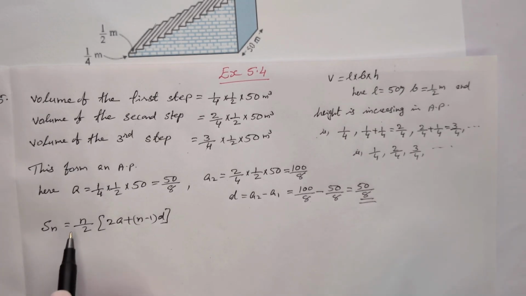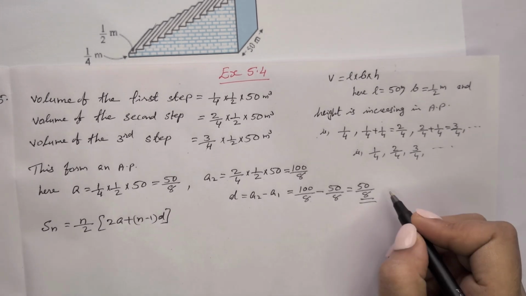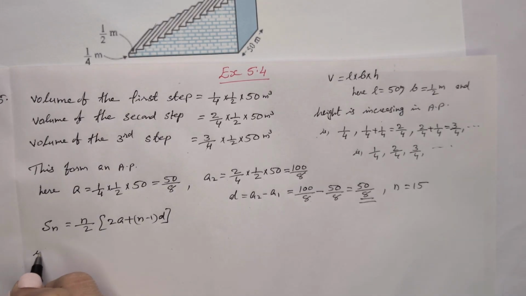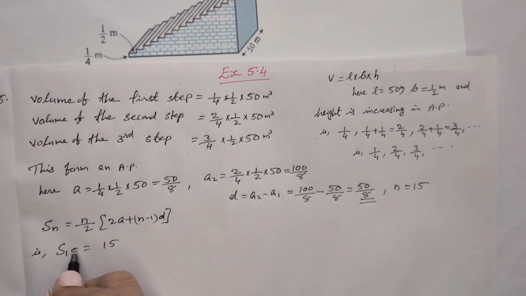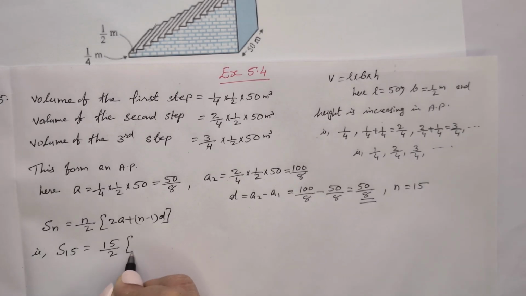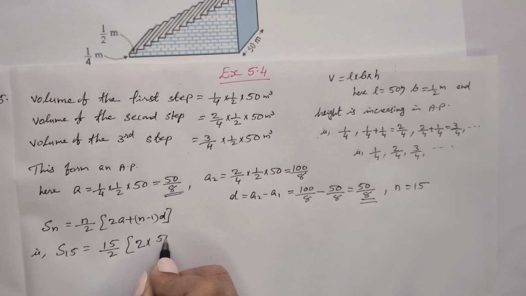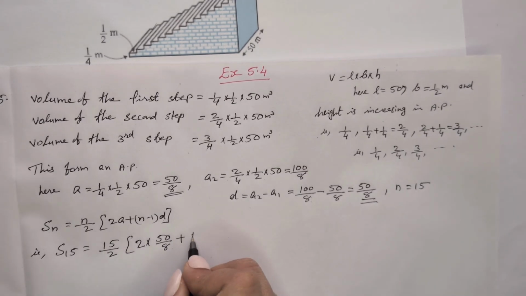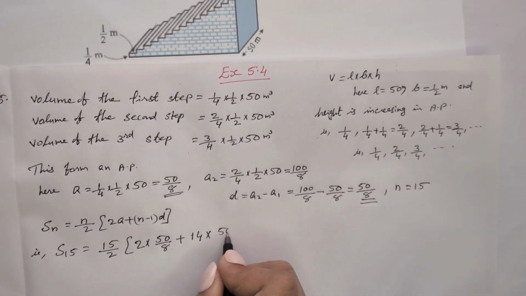Now Sn, we know the formula. Sn is equal to n by 2 into 2a plus n minus 1 into d. Here 15 steps are there. So n is equal to 15. So we can write that S15 is equal to 15 by 2 into 2a. A is here 50 by 8. 50 by 8 plus n minus 1. 15 minus 1, that is 14, into d is 50 by 8.